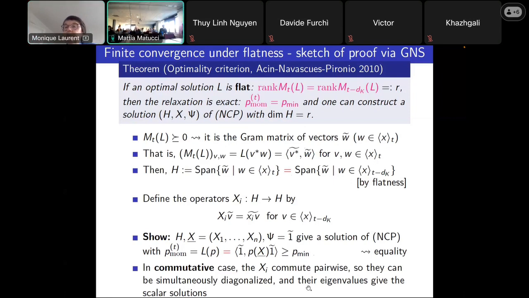So Monique? Yes? What about the constraints? The hj constraints? So this is contained in the sentence "show that this gives a solution." So there is something to show here. Okay, thanks. You need to show it, but it falls out. And as I said, why it will work is because we are saying that the rank of MT is equal to the rank of MT minus dk. So this is why we go deep down here. It's in order to be able to show the constraints. Yeah, okay, thank you.